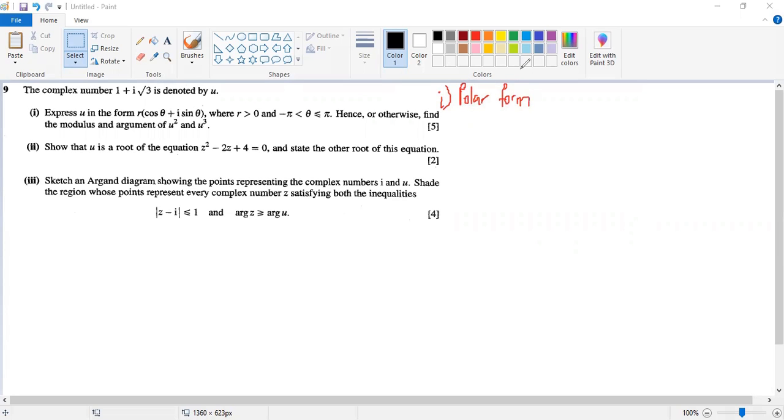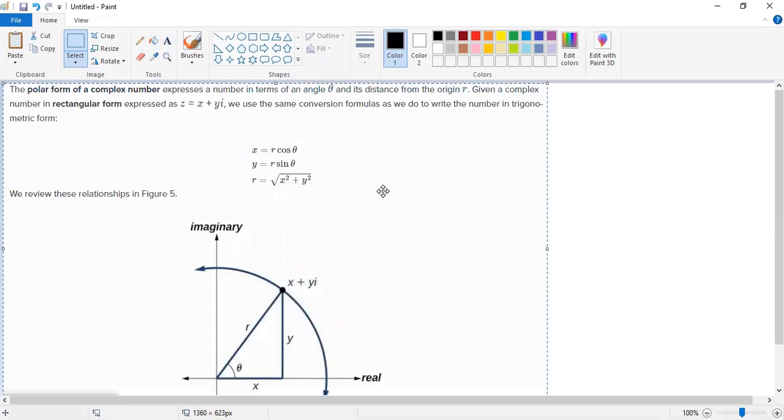where r is positive and theta is between negative pi and pi. That's just basically telling us that it is between negative 180 degrees and 180 degrees. Okay, that's the meaning. So the polar form looks something like this. I'm going to take a picture from the internet just to help us understand it. Ta-da, it looks something like this.